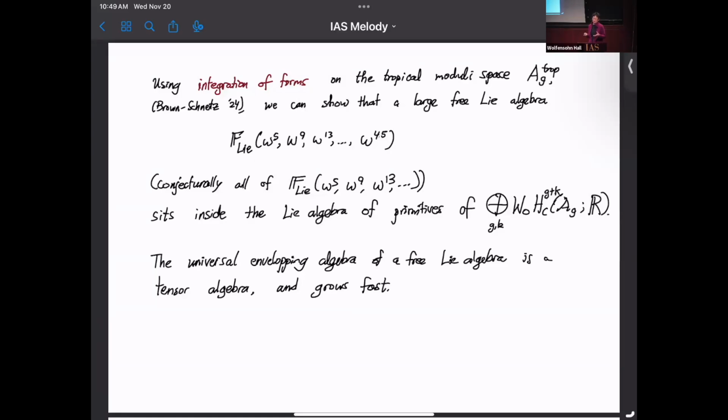Namely, if you can find a bunch of stuff in the primitives, then you can find a lot of stuff in your Hopf algebra using the Hopf algebraic structure.